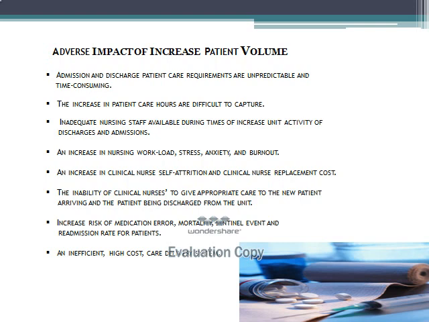So all of these things put together, if we don't have time to do this, it does put a high risk for medication errors, mortality rate, more sentinel events, and also an increase in the readmission rate for those patients that are at high risk. This is inefficient, it's a high cost, and it's also an inadequate care delivery system.